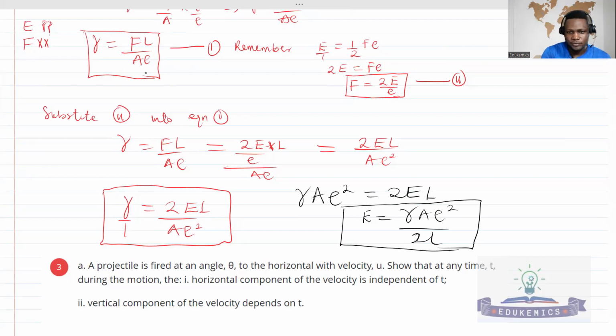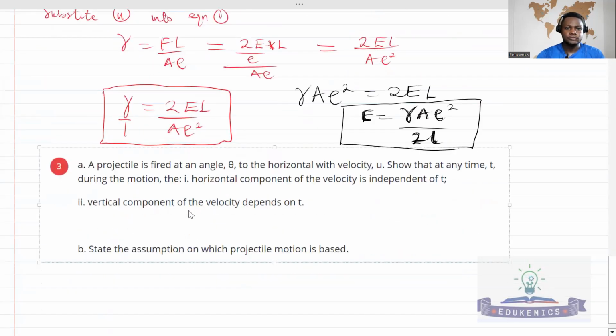So this is beautiful. Make sure you follow the conditions given. No extra quantity should be added. So see, E, which is the stored energy, the Young modulus, the A, the e, and the L. These are all what we are asked for. This is beautiful.